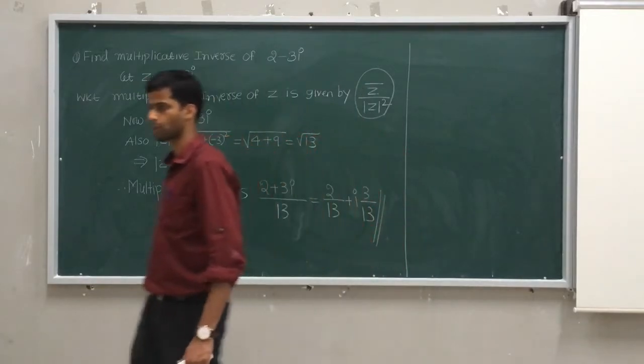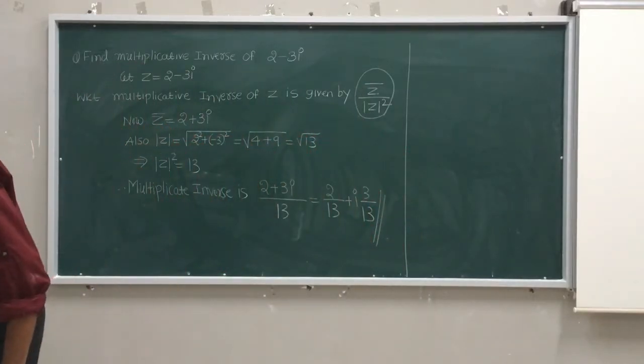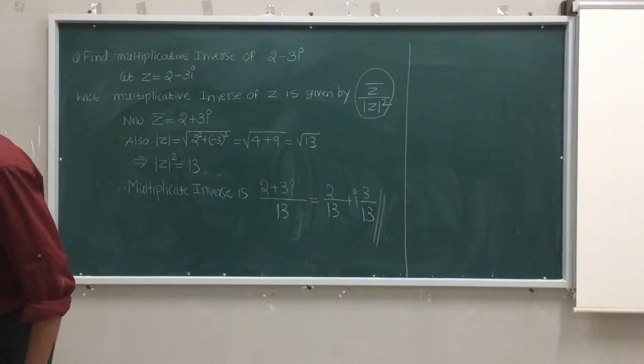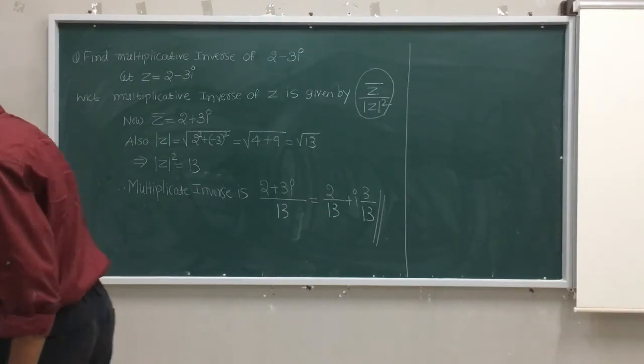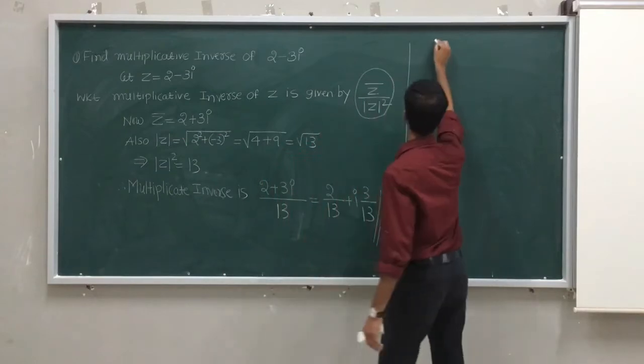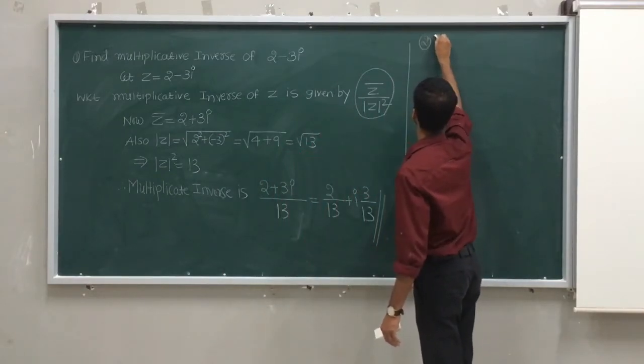So I'll solve one more question based on the multiplicative inverse. Let me give you the insight. The second question they expected is 4 minus 3i. Second question for multiplicative inverse.